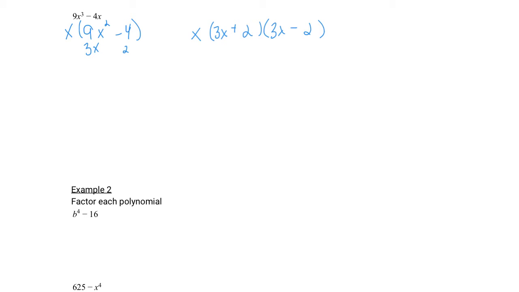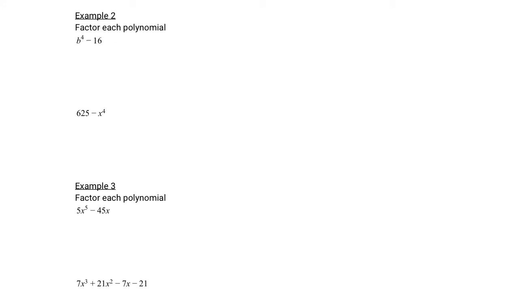All right, I hope you get that. We blew through it pretty fast. Now we're going to look at some polynomials that require a little bit extra factoring. B to the fourth is a perfect square. B squared is the square root of b to the fourth.